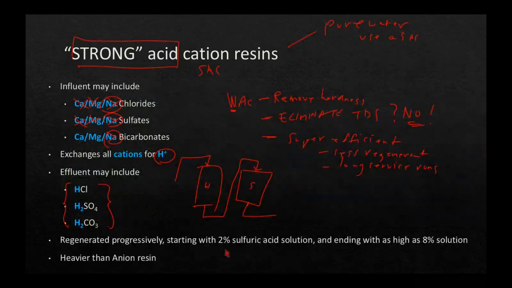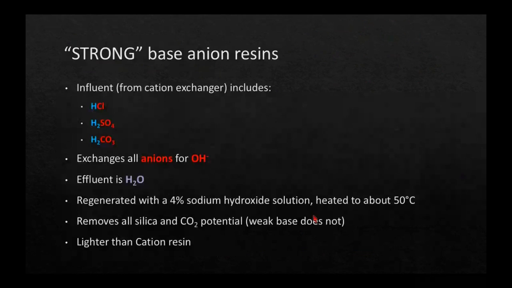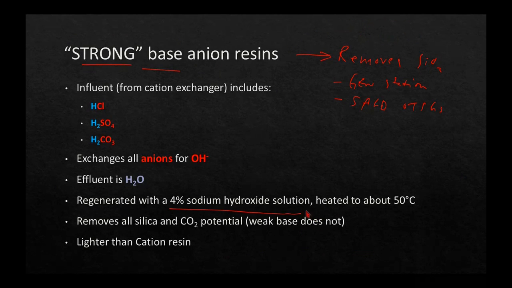So as for regenerating, when we do the SBA, or pardon me, the SAC resin, we're going to use sulfuric acid. And when we regenerate the strong base, we're going to use sodium hydroxide.